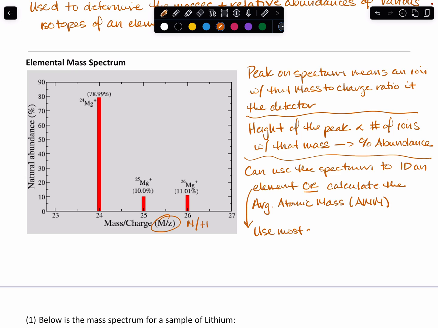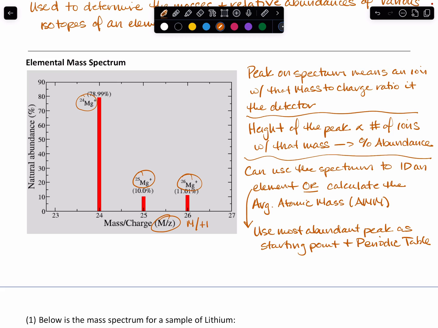use your most abundant peak as a starting point and your periodic table. All right, so this particular spectrum is for magnesium. All right, so you can see it has 3 isotopes: magnesium 24, magnesium 25, and magnesium 26.